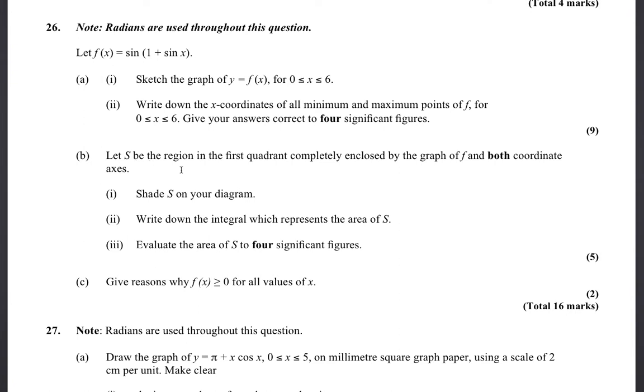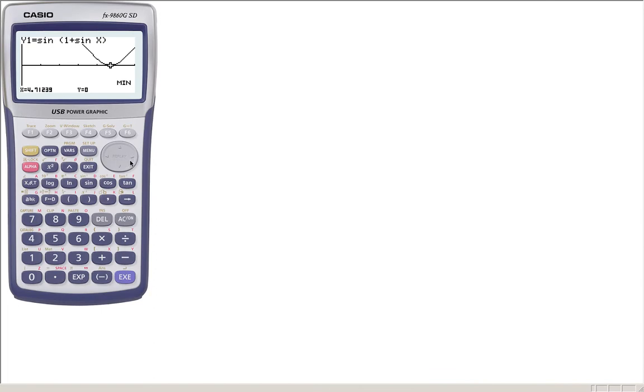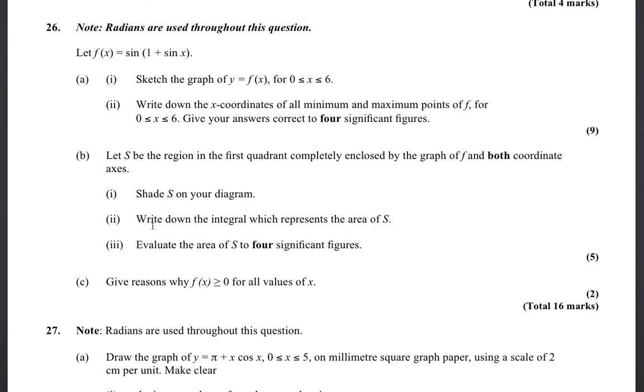Let S be the region in the first quadrant completely enclosed by the graph of f and both, this is in bold font, both coordinate axes. So we're talking about this part till here. So you have to shade it.